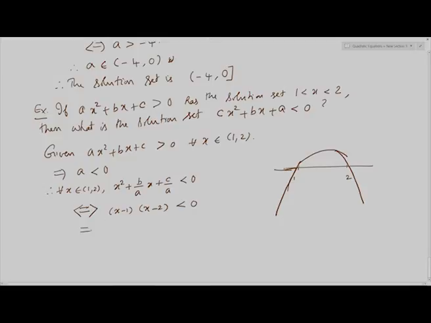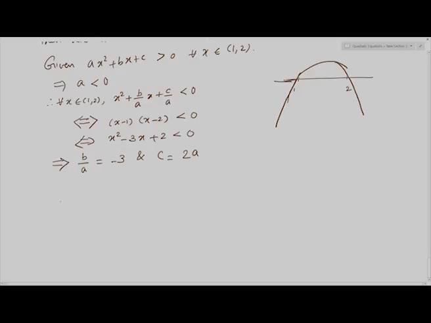So, this is if and only if, expanding this, x square minus 3x plus 2 less than 0. Now I can compare the coefficients. This forces that b by a is equal to minus 3, and c by a is equal to 2, therefore c is equal to 2a, and note that a is negative. This is the information we have got. Now, let us look at the other inequality in question.